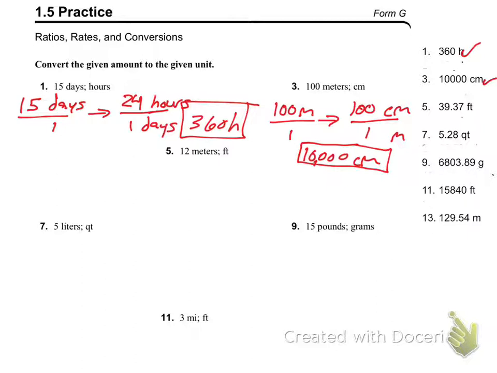Let's keep moving. So I got 12 meters. I'm going to put that over 1 right away. Then I want to convert that into feet, and the meters goes on the bottom. Now I have to find out how many feet are in a meter. I believe it's 2.2, but I'm going to look it up regardless just so I'm not wrong.